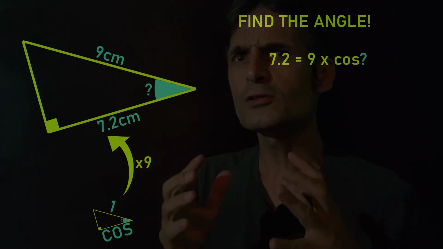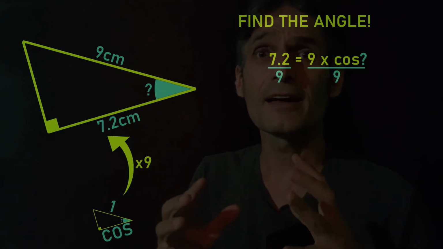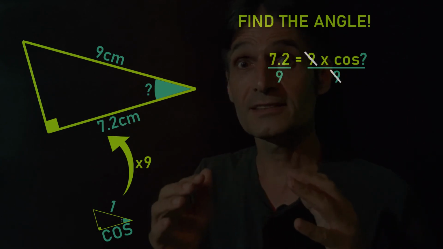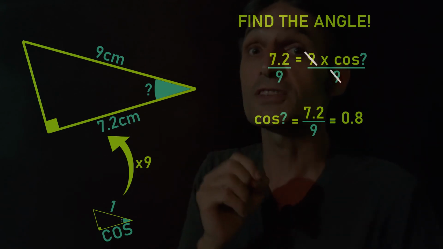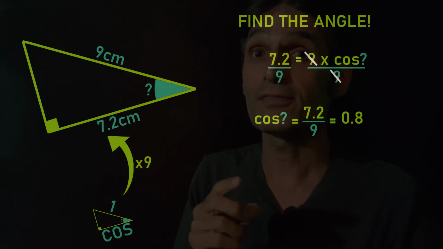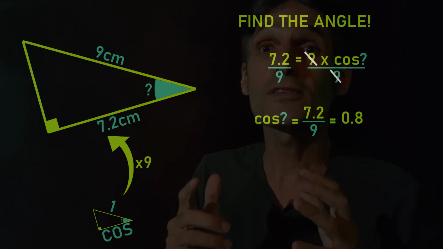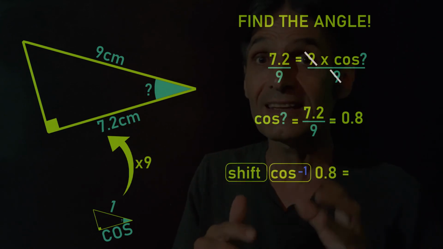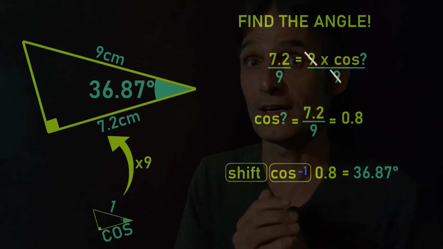If I want the cosine of the blue angle, I must get rid of the 9. So I'm going to divide by 9 on both sides. Now I simplify by cancelling the 9s, and we get this. But we're not done. It's not the angle, it's the cosine of the angle. We need to use the calculator to get back to the angle itself. So we use the reverse function. On most calculators, it's with the shift key. Let's do that. So you type this and get 36.87 degrees. Here is our angle.